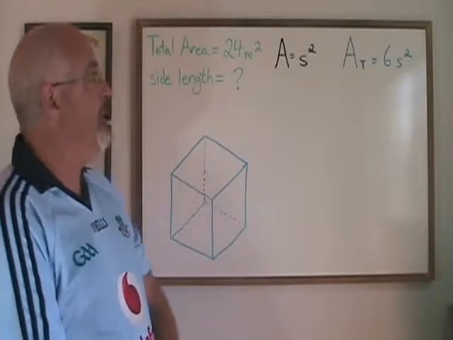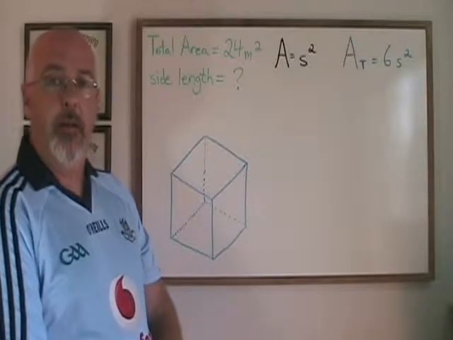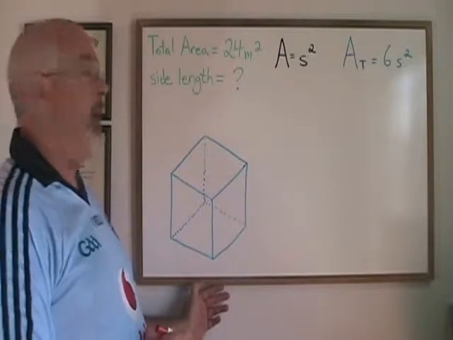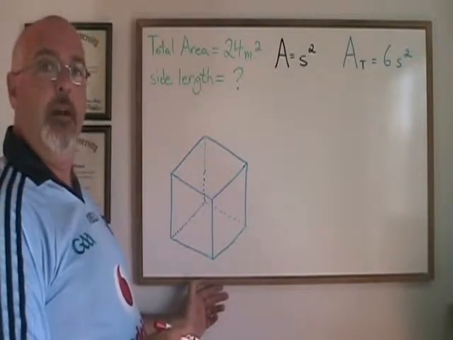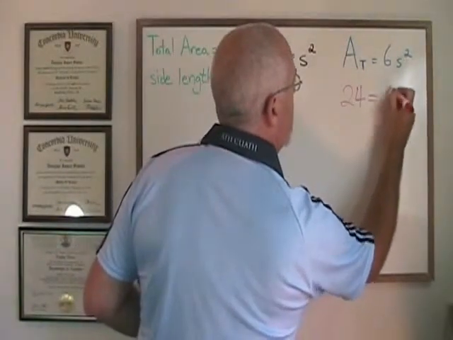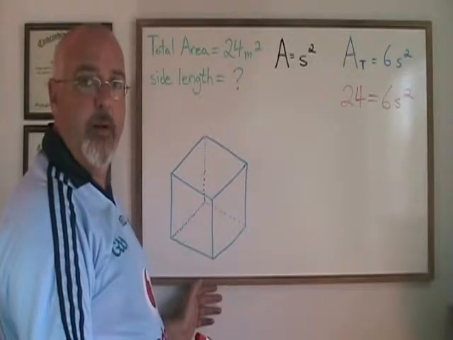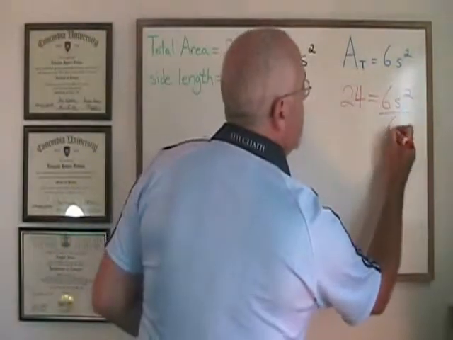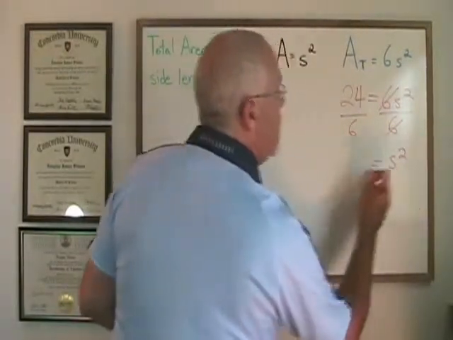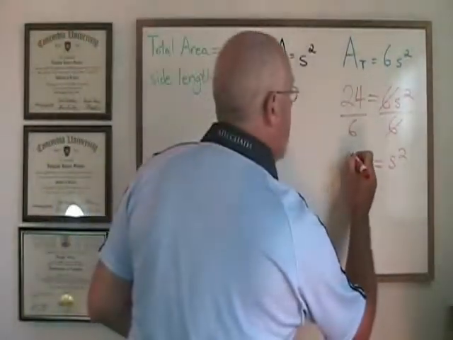The only other way to use this formula is if you know the area and you are looking for the side length. In this case, we have a total area of 24 meters squared, and we are being asked for the side length. So plugging the 24 into the A position in the formula, we get 24 equals 6S squared. Divide both sides by 6. These cancel. S squared is isolated and is equal to 24 divided by 6, which is 4.